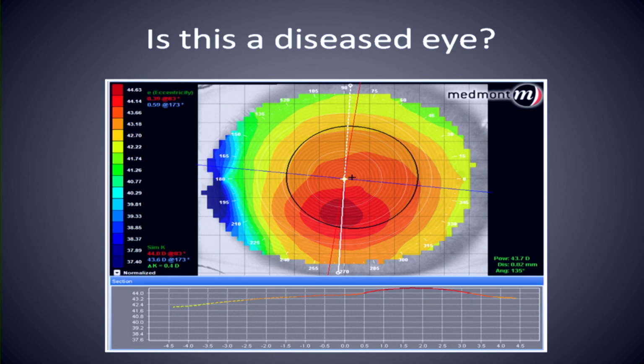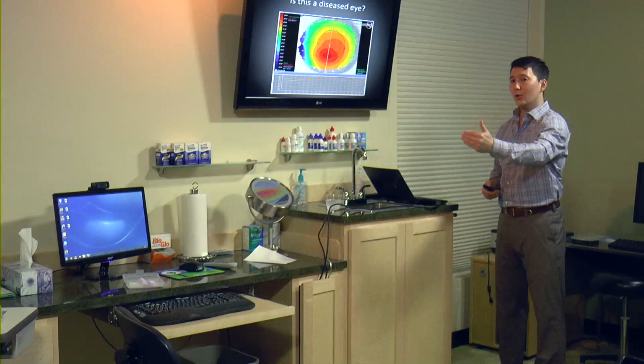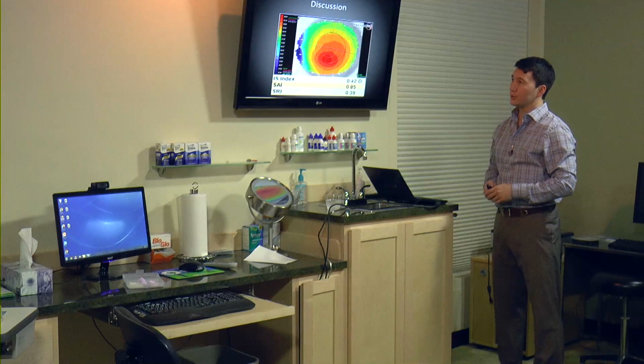Now here's a patient that comes in to see you and they're interested in refractive surgery. Is this a diseased eye? Is this a forme fruste keratoconic? Should we be sending this patient along to the refractive surgery center? So what do we look at in our corneal topographer to tell us go or no go with refractive surgery?